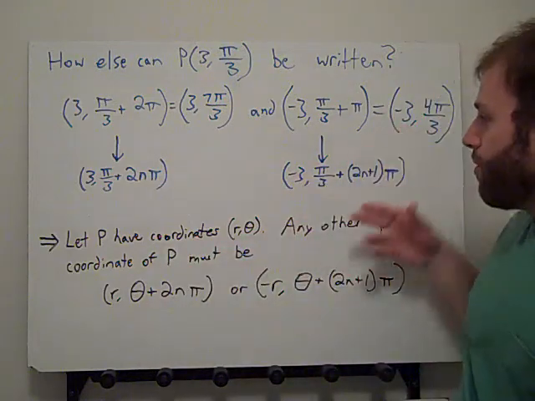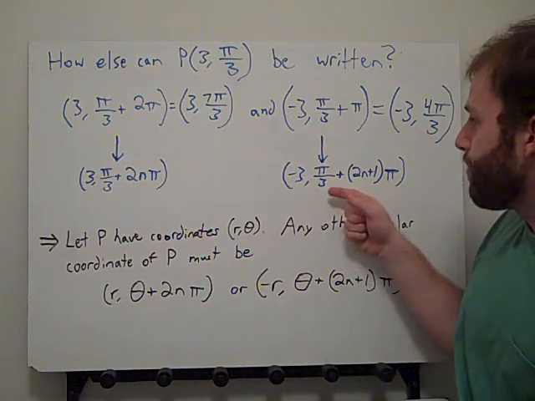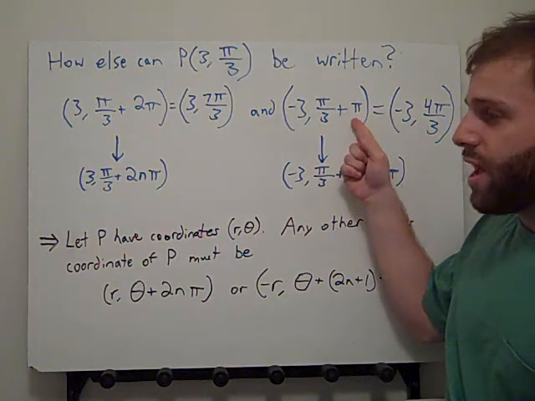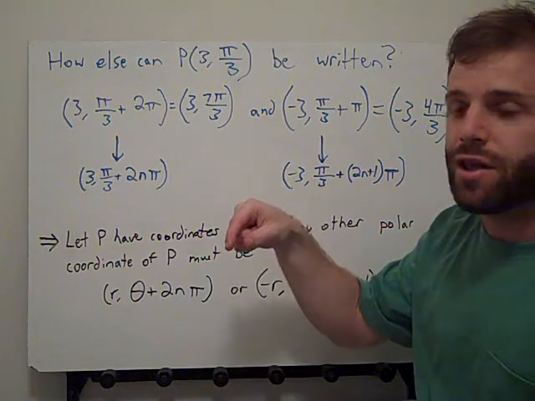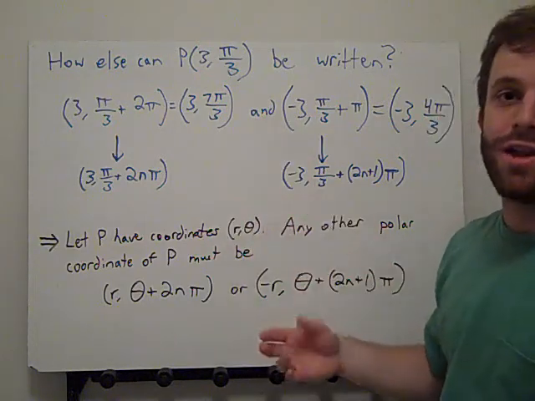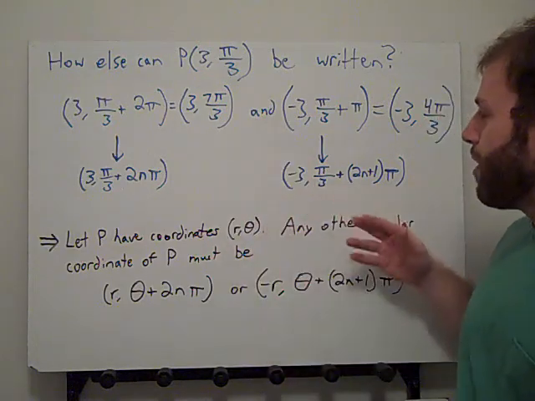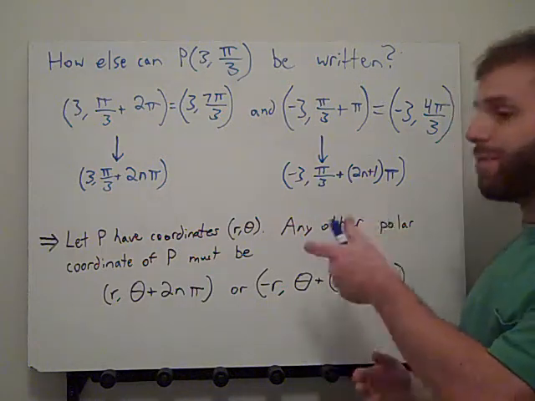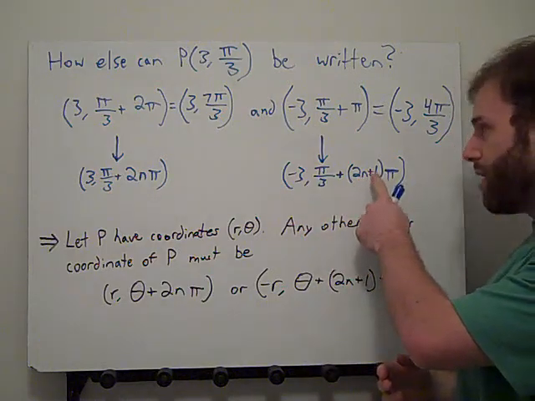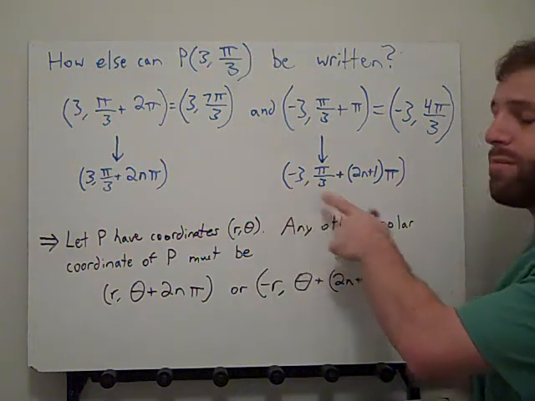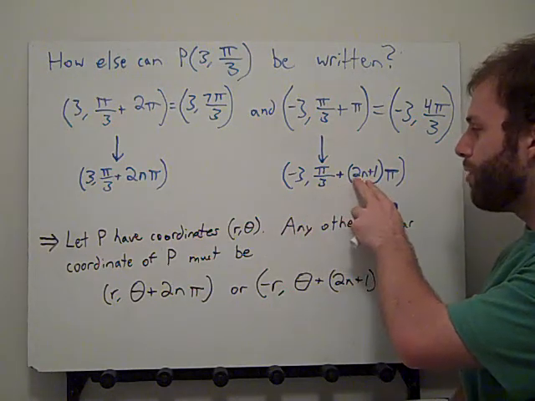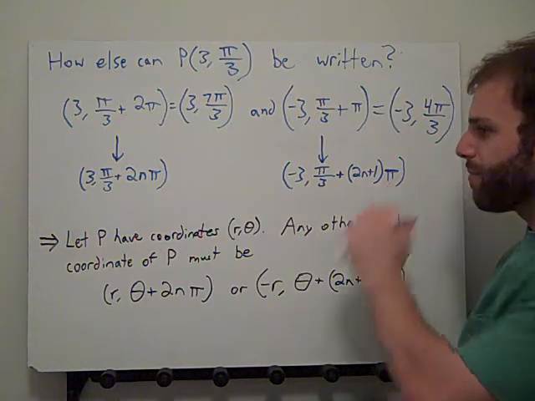And we're doing the same thing over here. We've got negative 3, and since we can just add pi and then add 2 pi to get to that same point, and 2 pi again, it's always going to be an odd multiple of pi. So an odd multiple can be represented by 2n plus 1. And that's what we have right here. So negative 3 and pi over 3 plus (2n plus 1) multiplied by pi.